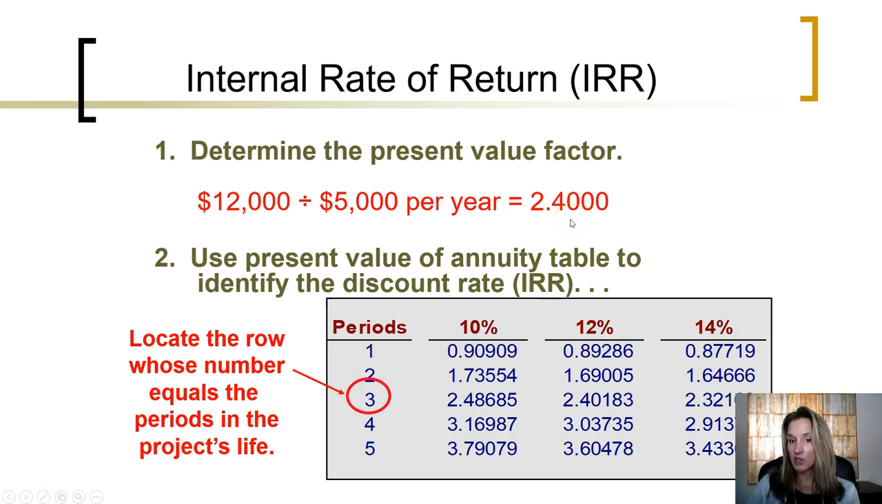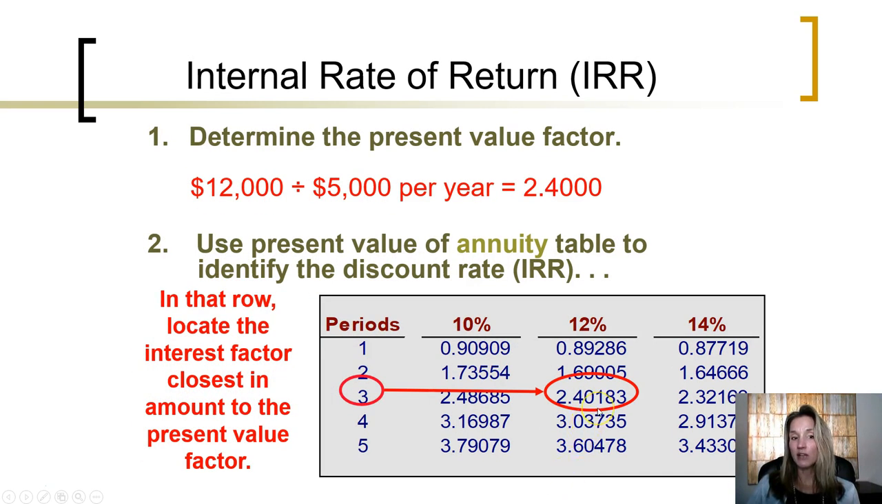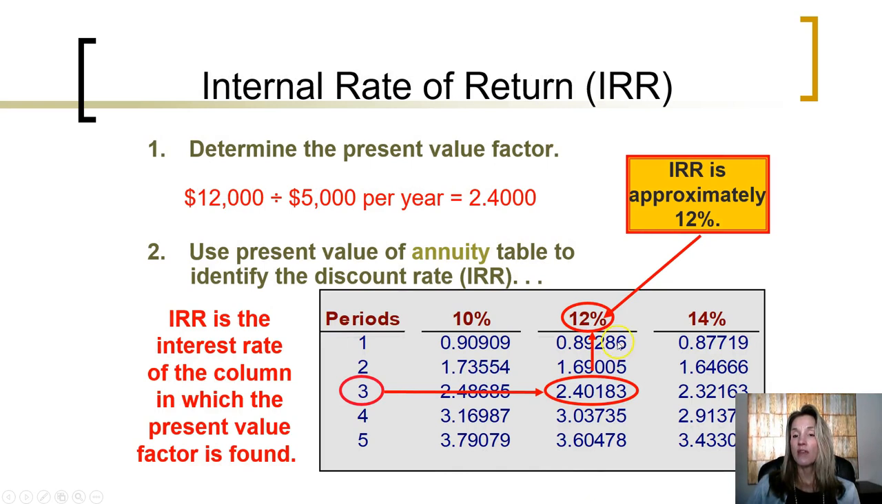So we calculated a 2.4, so we're going to go here and find that 2.40183 is the closest amount to the present value factor. Thus, the internal rate of return is expected to be approximately 12%.